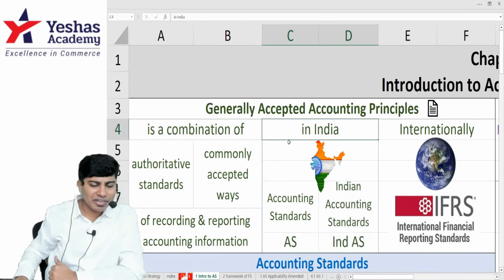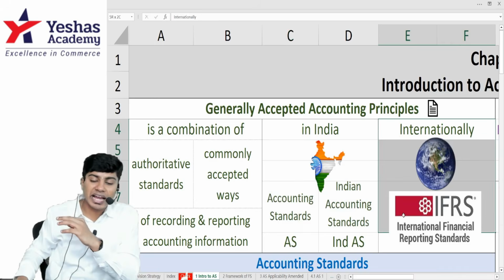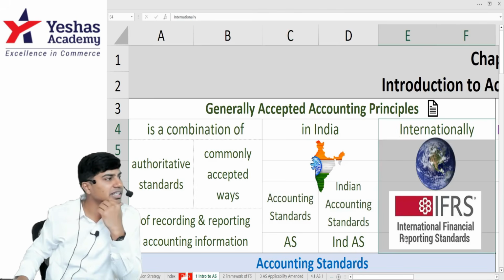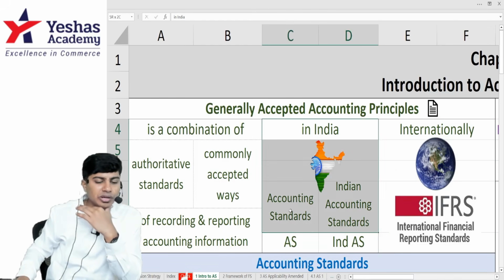And in India, we have AS and Ind AS. Internationally, there is something called IFRS. What is IFRS? International Financial Reporting Standards.